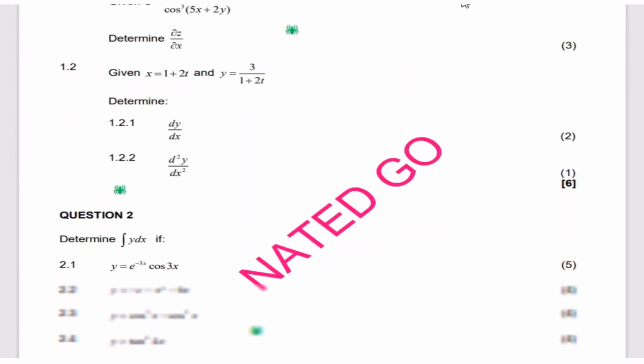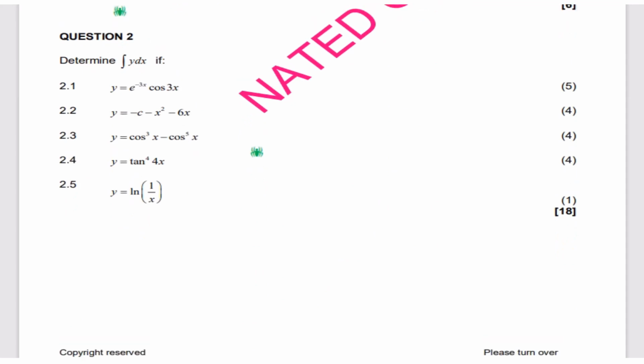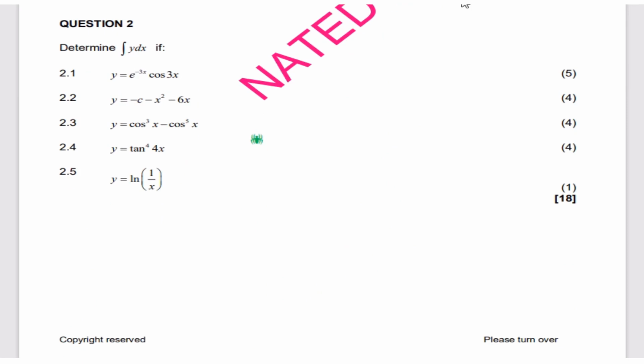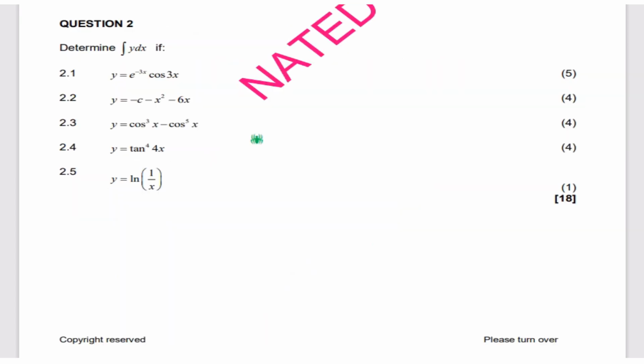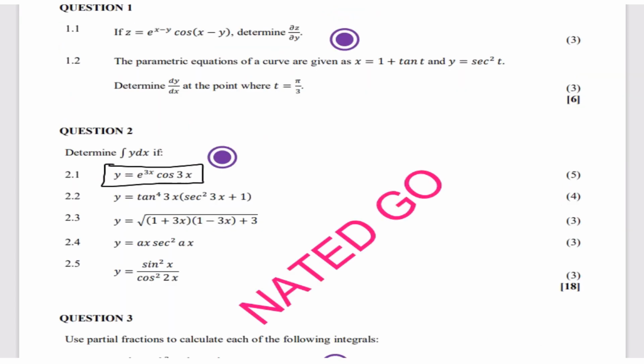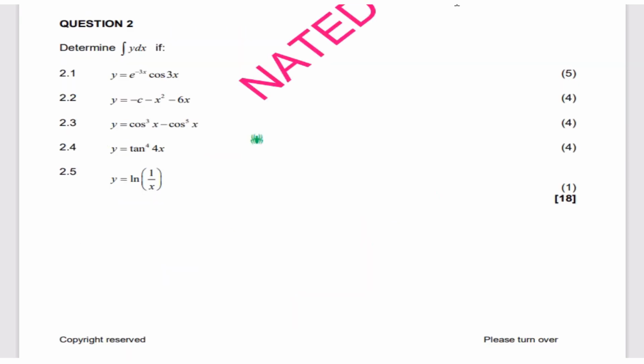Okay, let's check the last one. Question 2. I can see this looks like, let me see if it's not the same paper as this one. Yeah, do you see it looks like this one from the other paper, the first one we checked. This is e exponent minus 3x, this is positive 3x. Yeah, so we'll do only one, we won't do 2 of them. So it's this one.